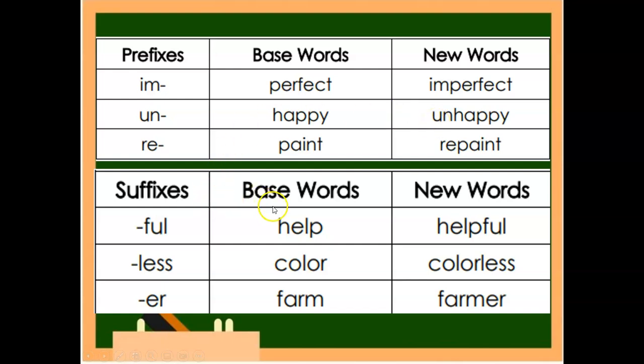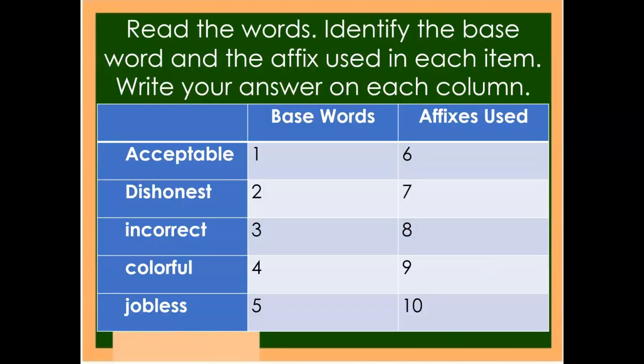And for example, for the suffixes, let's say the base word is help, and the suffix is full. So the new word is helpful. And also the base word color, and the suffix is less, and the new word is colorless. Okay, so read the words, identify the base word and the affix used in each item. Write your answer in each column.